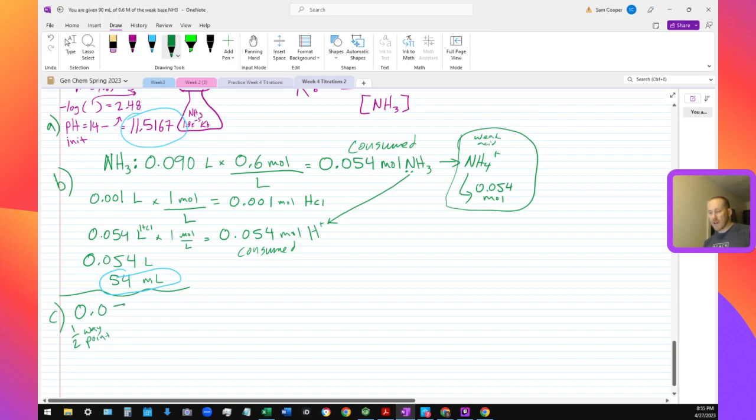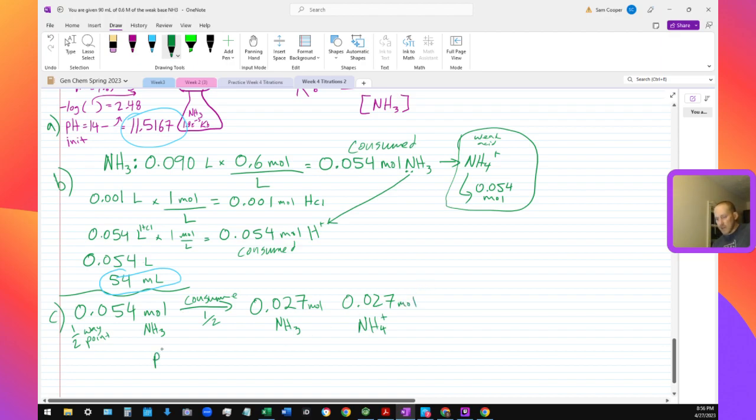Halfway to equivalency. So we had this many moles to start, and when we consume half of those, that's the halfway point. So half of 54 is 27. So if we consume, that's our ammonia, we consume half of it, then we're going to have half of it left over. And half of it will have become the conjugate acid, ammonium.